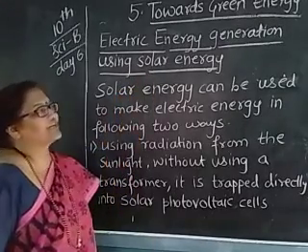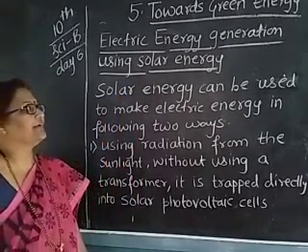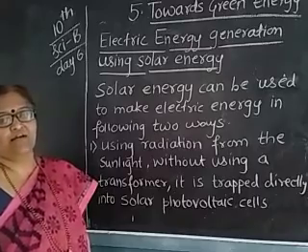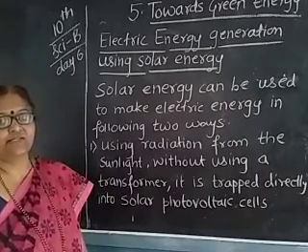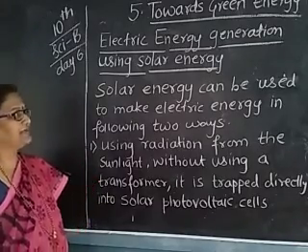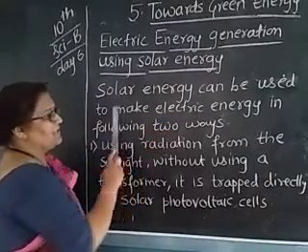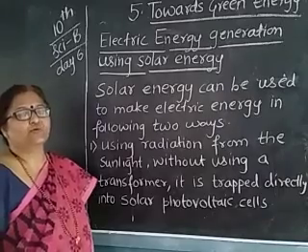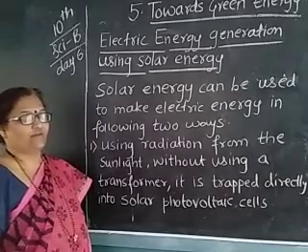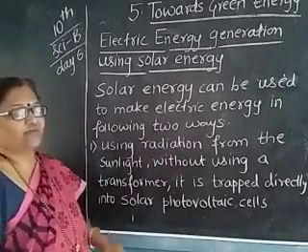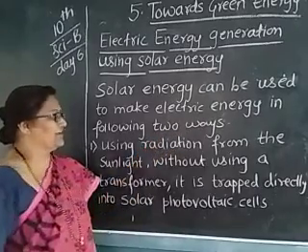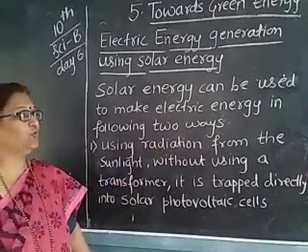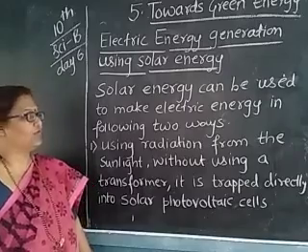Electric energy generation using solar energy. This power plant we are going to see is a solar energy power plant. Solar energy can be used to make electrical energy. That means by using the solar energy plant, we can produce electrical energy in the following two ways.